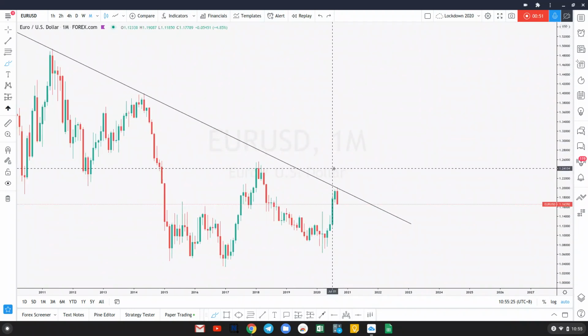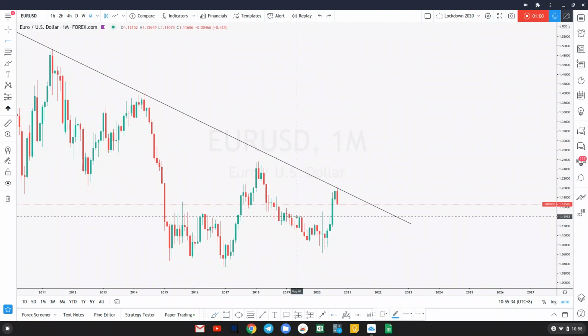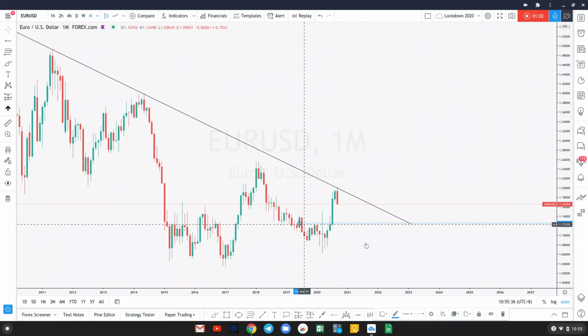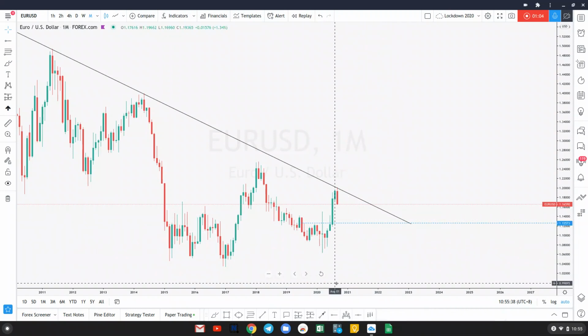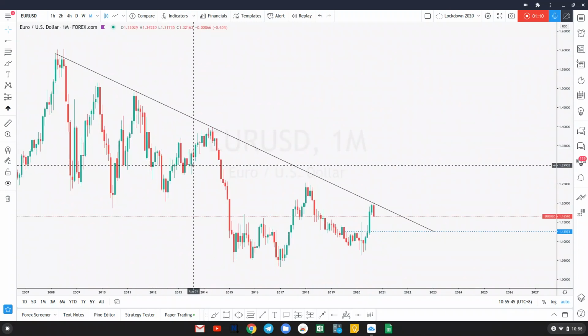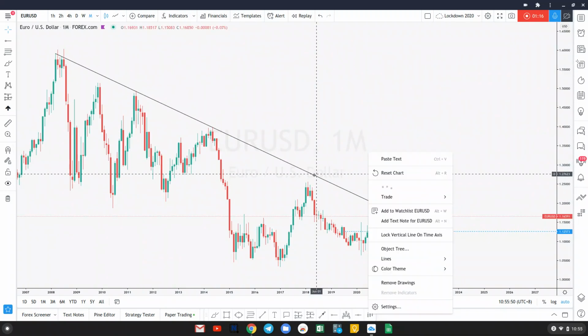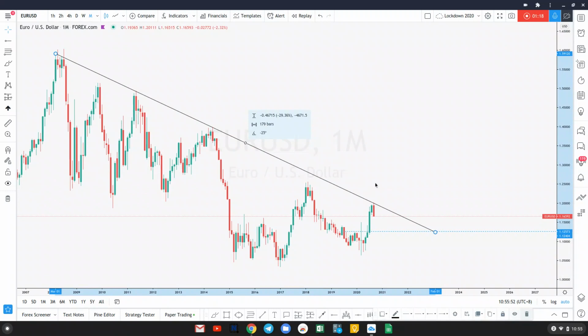So on the monthly time frame, it is quite clear that the market is now making a push to the downside, and we can expect the market to at least reach this area over here. We expect the market to reach this area around here before we have any sort of push to the upside. Now, in the next few minutes, I will show you guys how to enter this trade and how to trade this pair with low risk and high reward possibility.